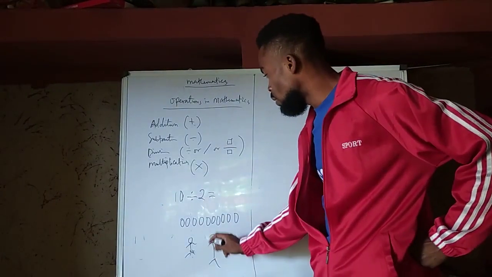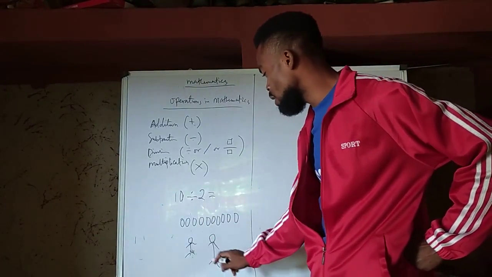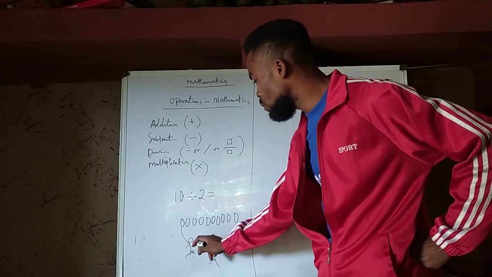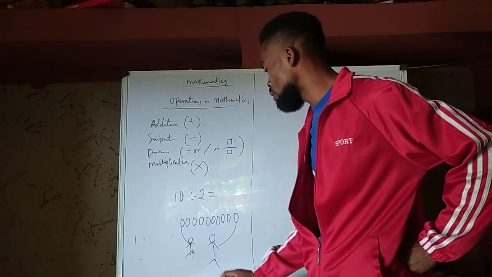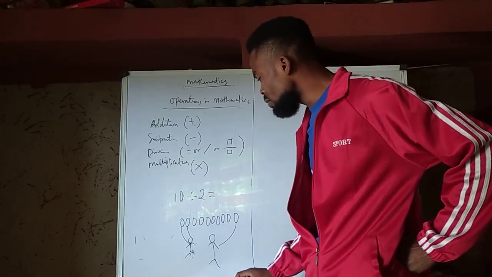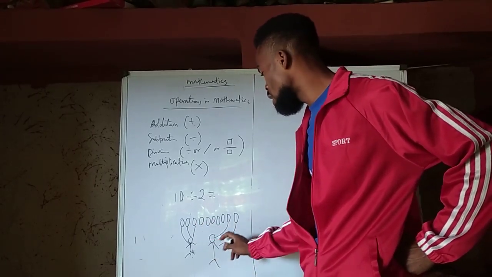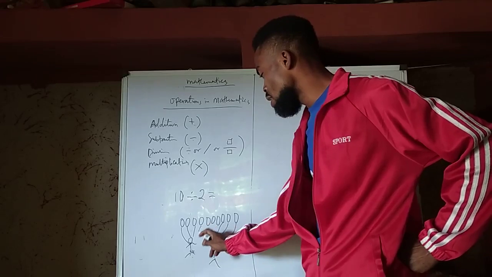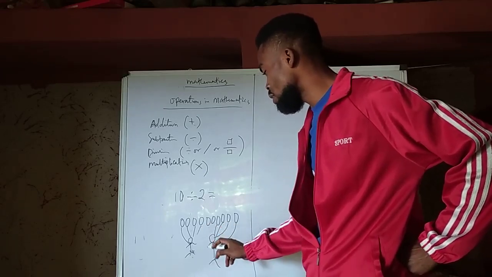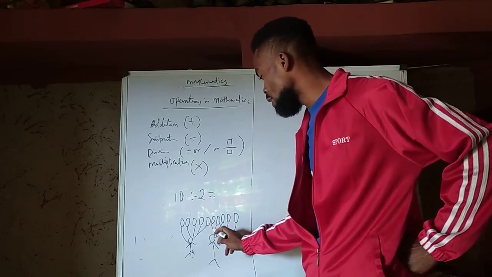Alright, so if I'm sharing 10 to those 2 persons, what I'm going to do is give 1 to this guy, I give 1 to this guy. Again, 1 to this guy, 1 to this guy, until I give 1 here, I give 1 here.